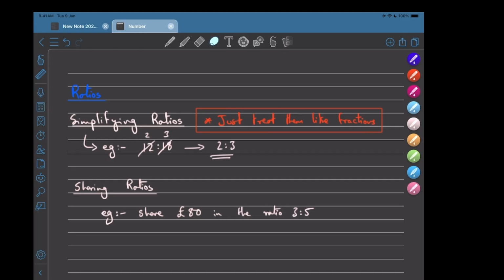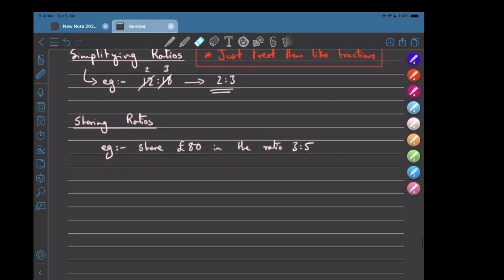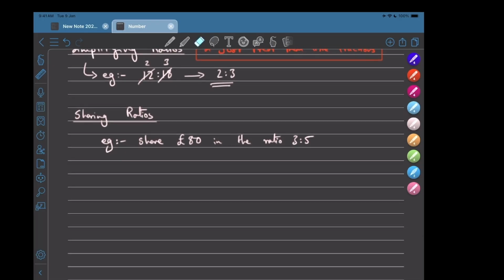However, let's say we have 12 and 18, 12 is to 18. You simplify 12 and 18, which is 2 and 3. Yeah, 6 twos are 12 and 6 threes are 18. Then you simplify and you get your final answer. All right, and then we have sharing the ratio.